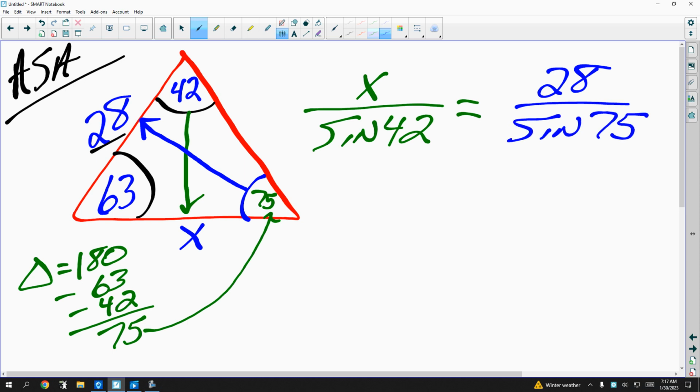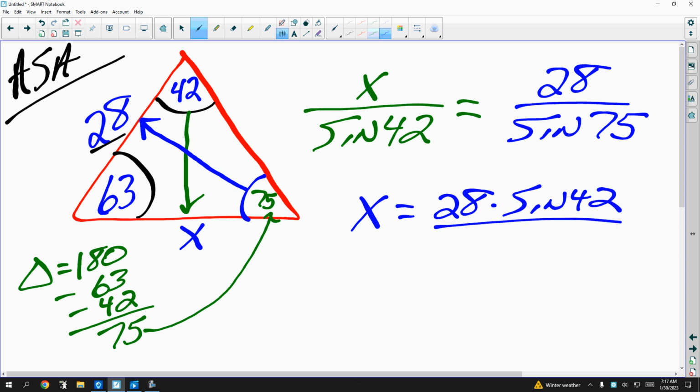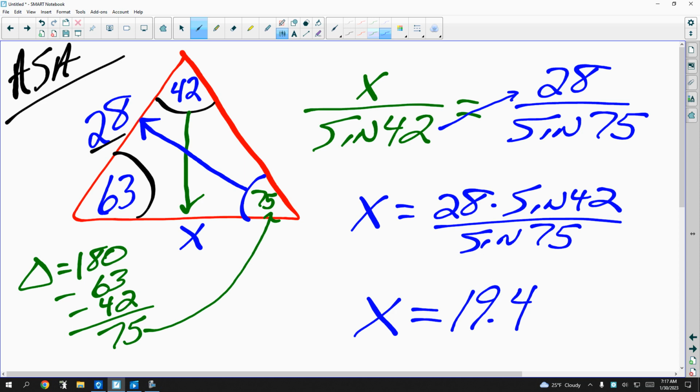Okay. And you cross multiply. So it would be x equals 28 times sine 42 divided by sine 75. Hey, look, I just did a little shortcut there. Hopefully you picked up on it. All I needed to do was move that puppy up there, and that gives me x on top by itself. Okay, and through the magic of I've already done this problem, I hope I can read it. I got 19.4 for that puppy. Okay, and that is the law of sines.